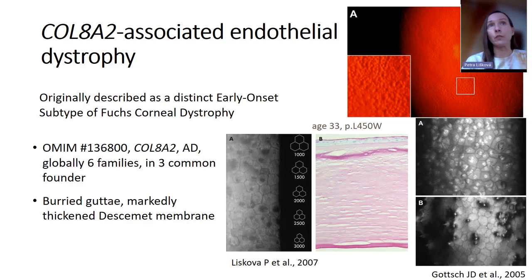One of them is collagen 8 A2 associated endothelial dystrophy. It was originally described as a distinct early onset subtype of Fuchs corneal dystrophy. However, from the literature, it's clear that it's a different disease compared to common Fuchs or age-related Fuchs corneal dystrophy. It has buried guttae and markedly thickened Descemet membrane. It's very rare. Globally, only 6 families have been identified, and 3 of these had a common founder.